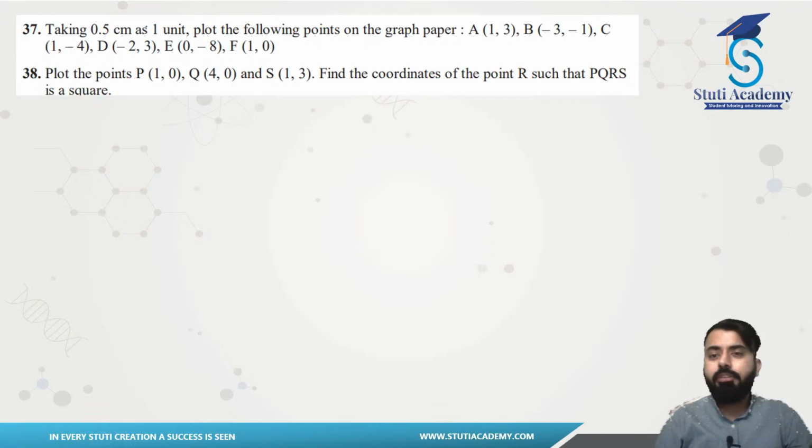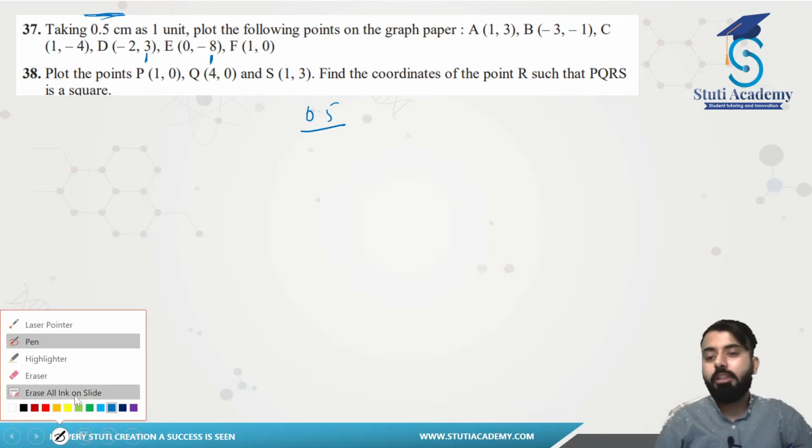Taking 0.5 centimeters as 1 unit, you have to plot these points. Now this is quite easy. You just have to take the interval of 0.5 units. So 8 will be lying on your 16th position, 3 will be lying on your 6th position, 2 will be lying on your 4th position. So you can easily plot them, right?